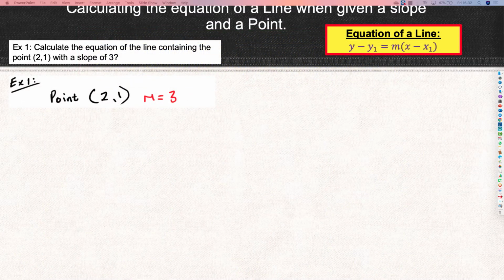First things first, calculate the equation of a line when given a slope and a point. So we're asked to calculate the equation of a line containing the point 2, 1 with a slope of 3. To do this, we use the following formula: y minus y1 equals m times x minus x1.